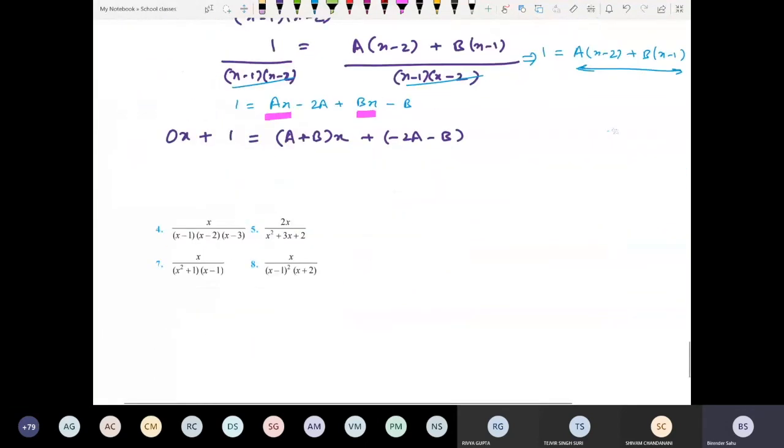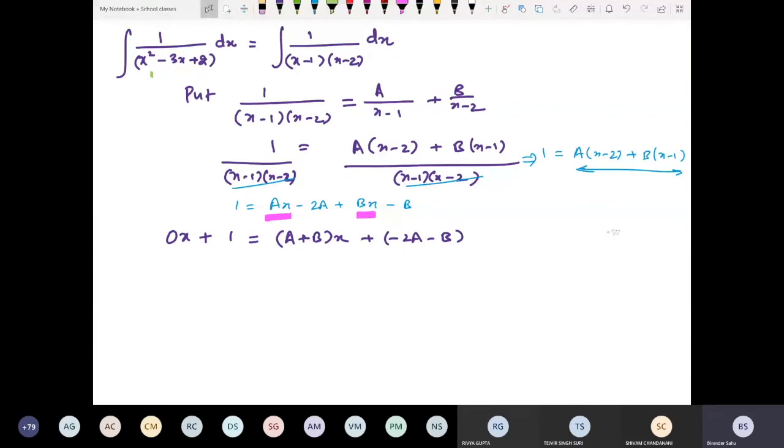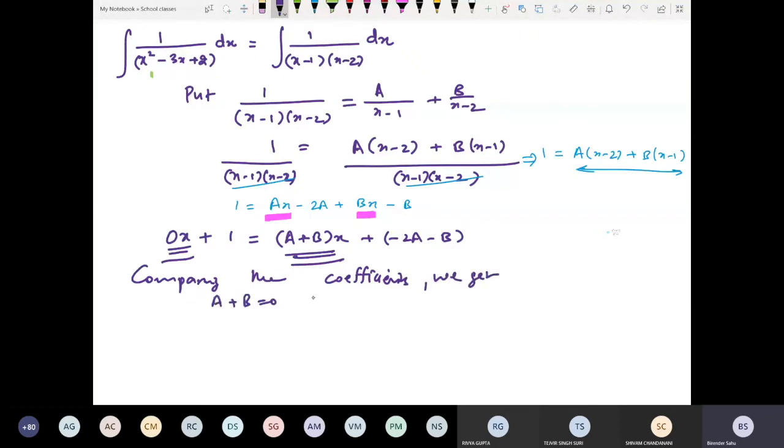Now what we can do here? We will be just comparing the coefficients: the coefficient of x and the constant coefficient. These two are constant coefficients, not involving the variable x, and these are the terms containing x. So just comparing the various coefficients, we get a plus b equals 0 and minus 2a minus b equals 1.